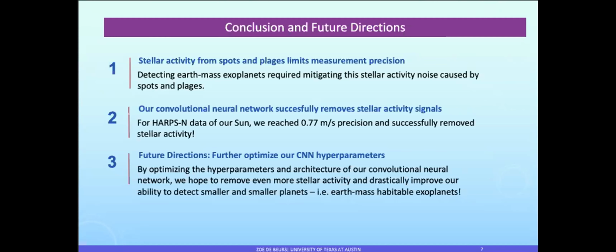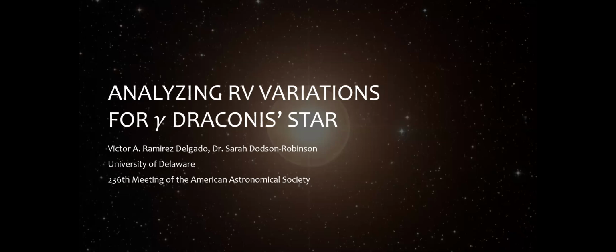All right, our last talk of the session is from Victor Ramirez Delgado from the University of Delaware. Yes, let me share my screen. All right, thank you. Hello, everyone. My name is Victor Ramirez Delgado from the University of Delaware, and it's my pleasure to present my project about analyzing velocity variations for the star Gamma Draconis.